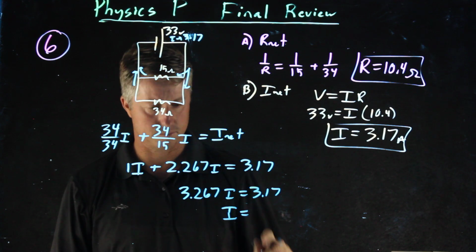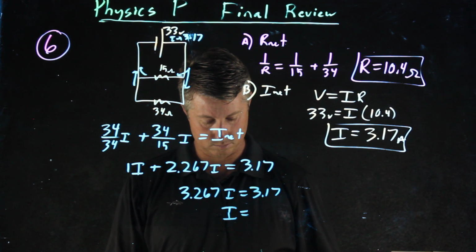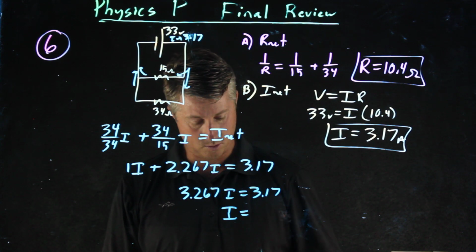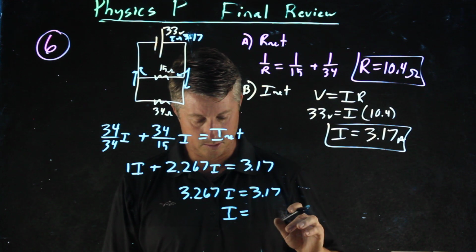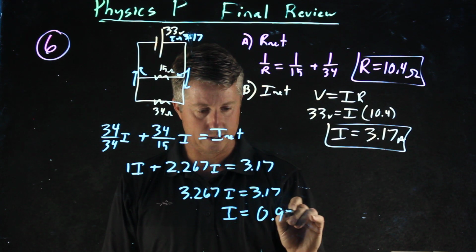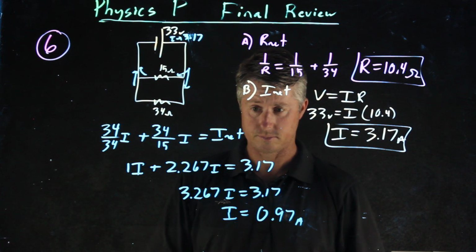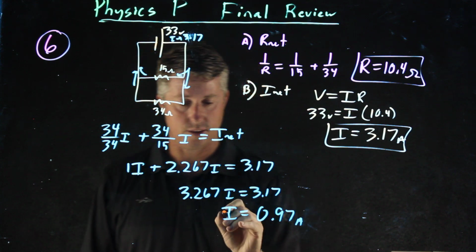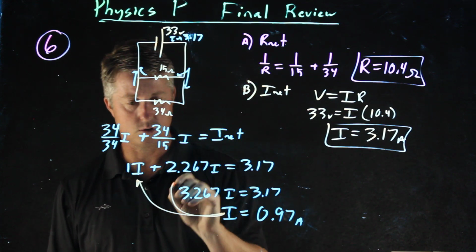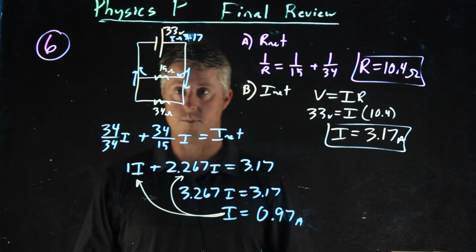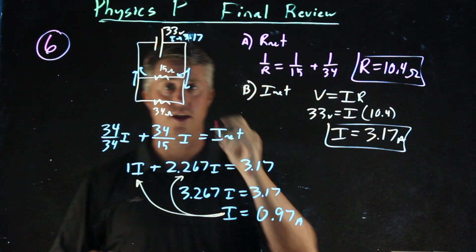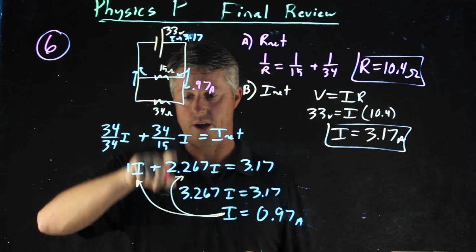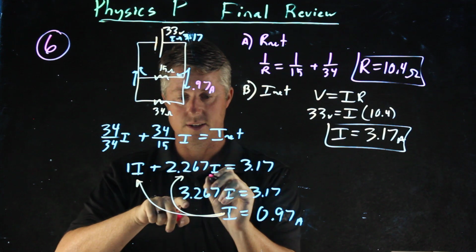I equals 3.17 divided by 3.267, and that gives me an answer of 0.97 amps. Okay. Now, I'm not done. That's not answering my question. This is the I's for each of these respective pathways. So what that means is the one pathway got 0.97 amps, and the 15 ohm pathway got 2.267 times I.